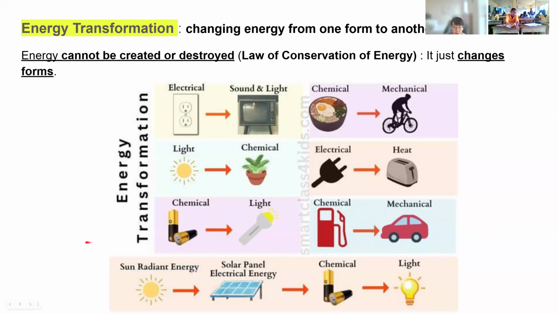And you can see maybe these longer chains of transformation. So sun radiant energy might be transferred into the solar panel to create electrical energy. This electrical energy can be used to create chemical energy, for example, in a battery. And this chemical energy can be transformed into light energy if we use it to power a light source that uses a battery. So you can note that energy can be transformed into many different forms.